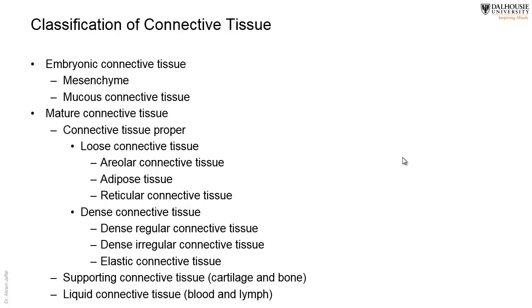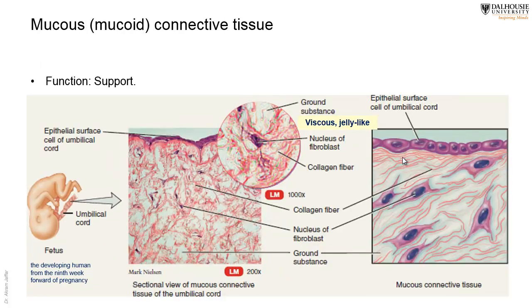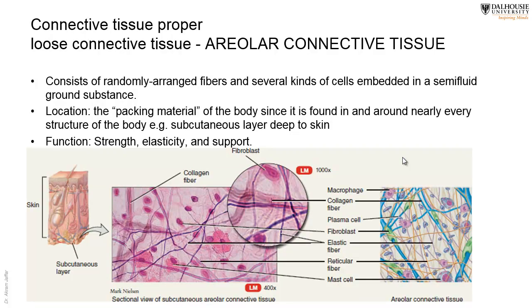The mature is either the proper type of connective tissue or the other types. The proper type of connective tissue is either loose or dense connective tissue. Now I will deal with the loose connective tissue, which is again further subdivided into areolar connective tissue. This is the first type of loose areolar connective tissue.